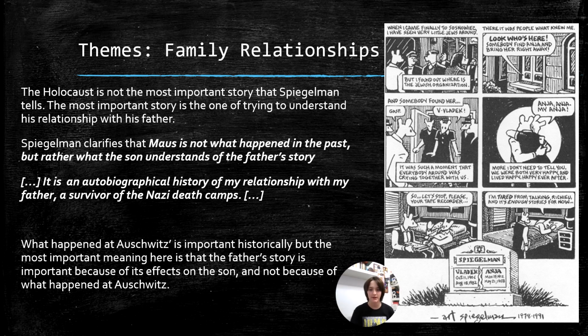So the importance of family relationships in the book is that this book is not, and actually the author says it himself, an autobiographical history of my relationship with my father, a survivor of the Nazi death camps. It's not that he wrote this book about the Nazi death camps. He wrote this book and it was meant to be about his relationship with his father. And in the background, he is a Nazi death camp survivor. It's not that he aimed to tell us about Nazi death camps, but it's basically a part of the story because that's how his father's way of treating others was shaped.